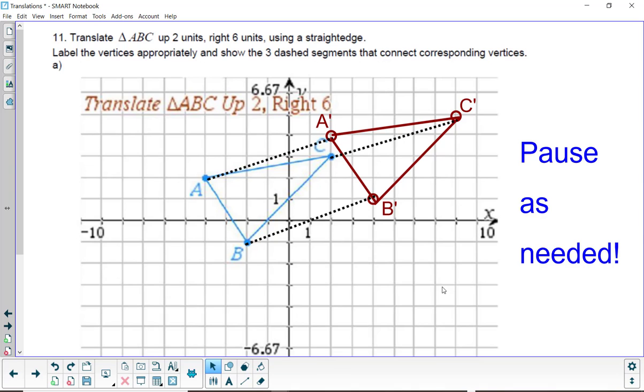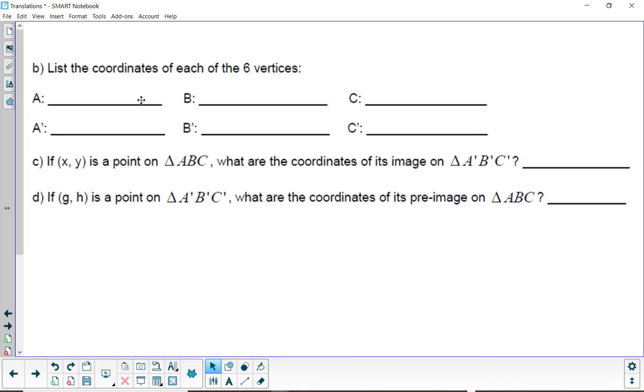I'm going to go on to the next page, so pause this if you need to. So the questions are asking what are the coordinates of those 6 vertices. I think you can pull those right off. And then it asks 2 questions, and make sure you read these properly. Okay, so please answer those questions and pause right now, and then resume when you're ready to see the answers.